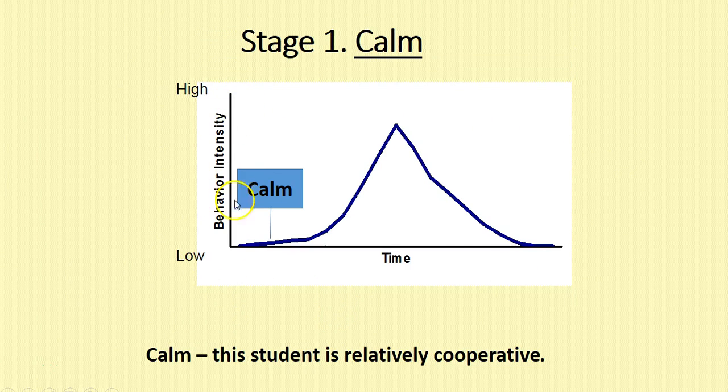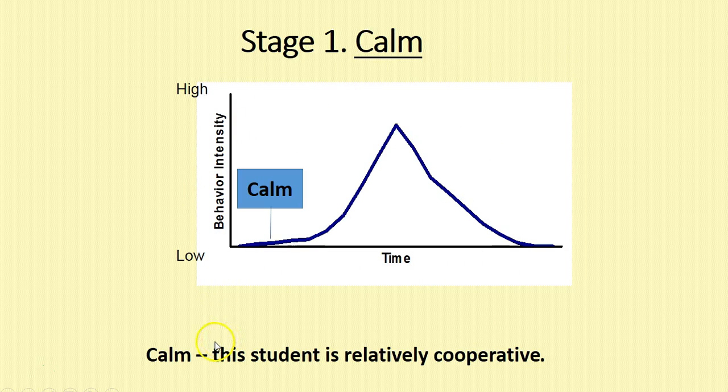Notice on the left side, we have behavior intensity, going from low to high, of course. And our first stage starts with the least intense behavior that you might see. This is the behavior that we prefer to see. It's the calm stage. And it's just that. This is the behavior that an individual who is comfortable, who is content, is going to show.